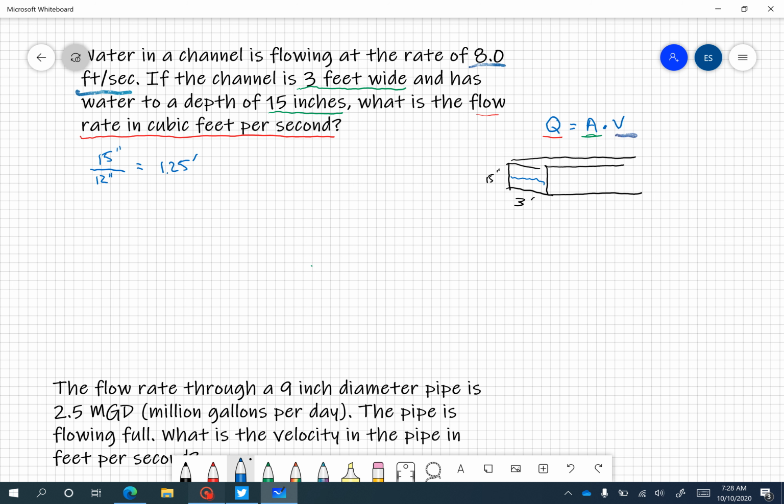So now I have my area, which I can calculate by multiplying 3 foot wide channel times water depth of 1.25 feet equals 3.75 square feet. So now I have my area. I was already given my velocity, so my flow rate is going to be area times velocity.